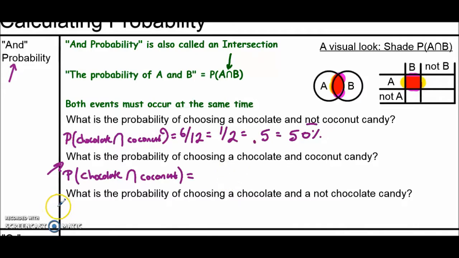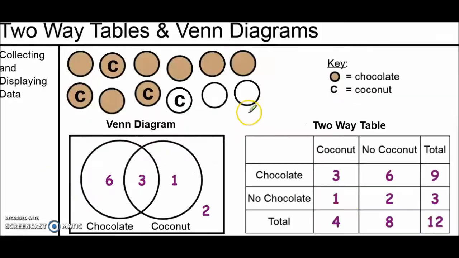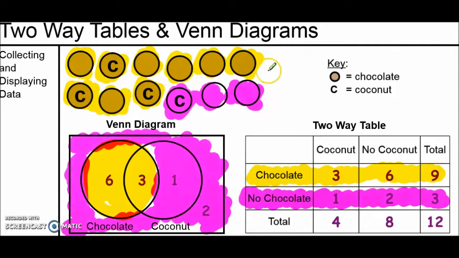This last question is a little bit different. What is the probability of choosing a chocolate and a not chocolate candy? How do I figure out chocolate and not chocolate? Well, let's start by highlighting all the candies that are chocolate. I'll use yellow for that. Now let's shade all the candies that are not chocolate. I'll do that in pink.